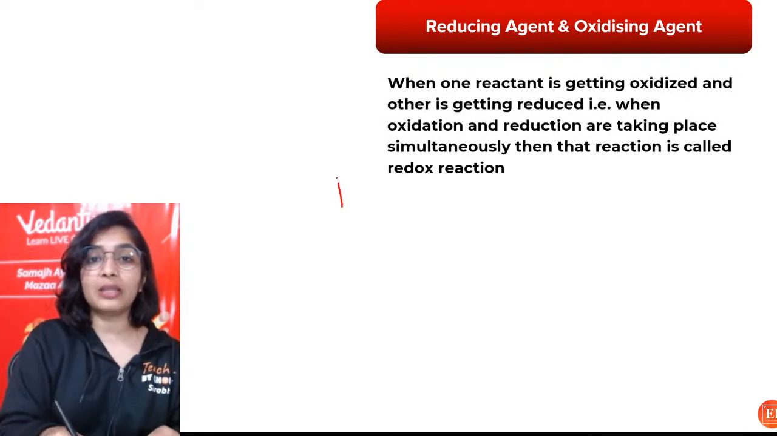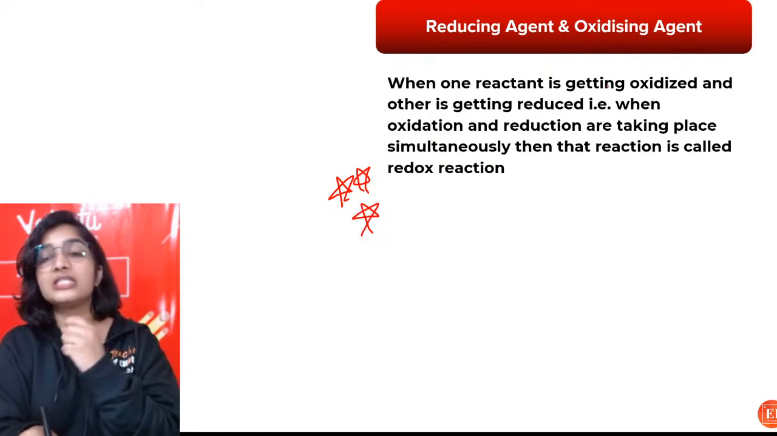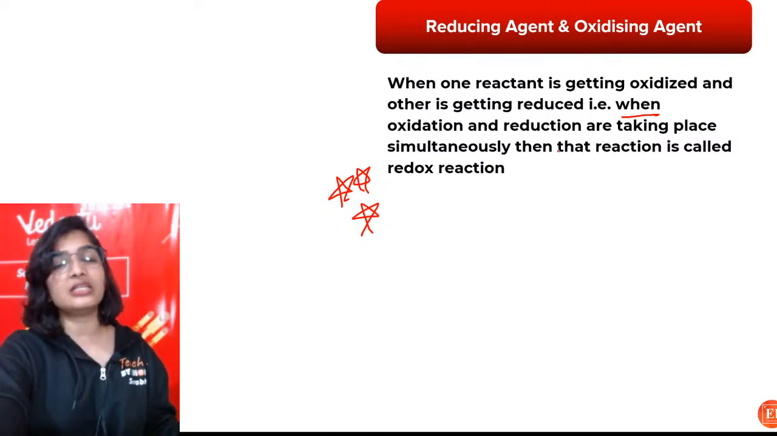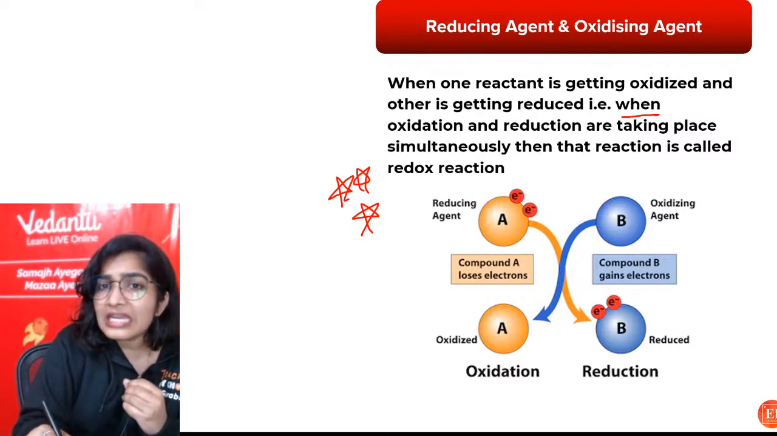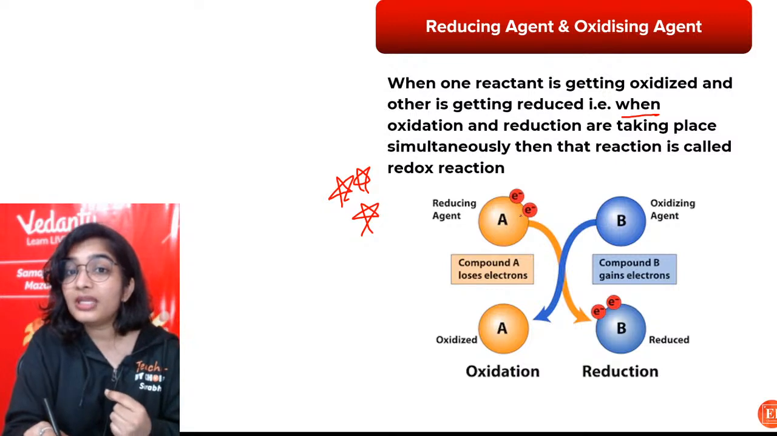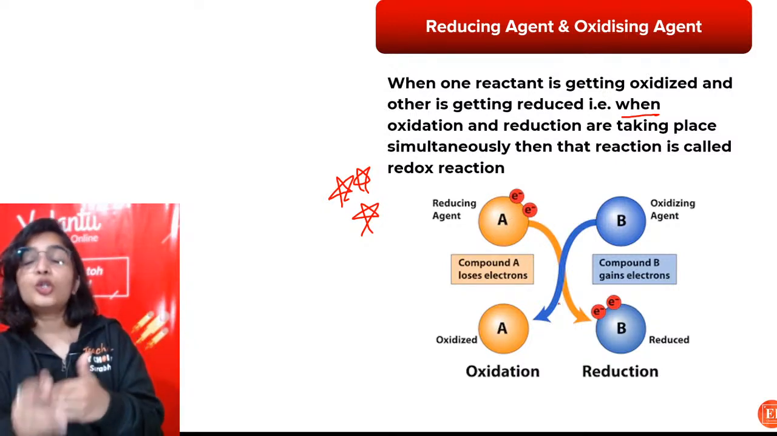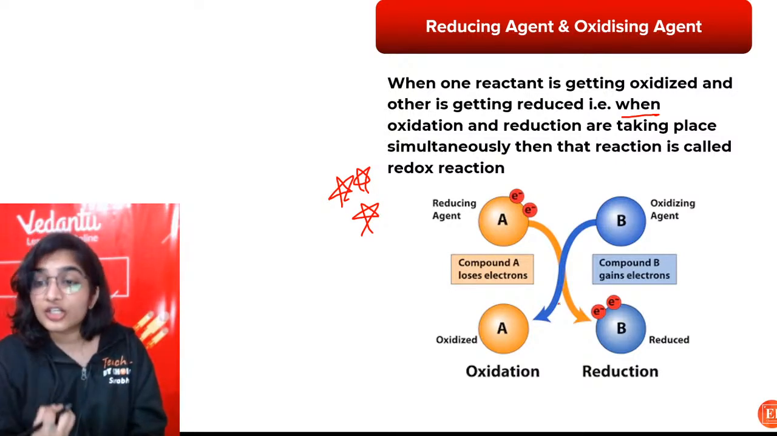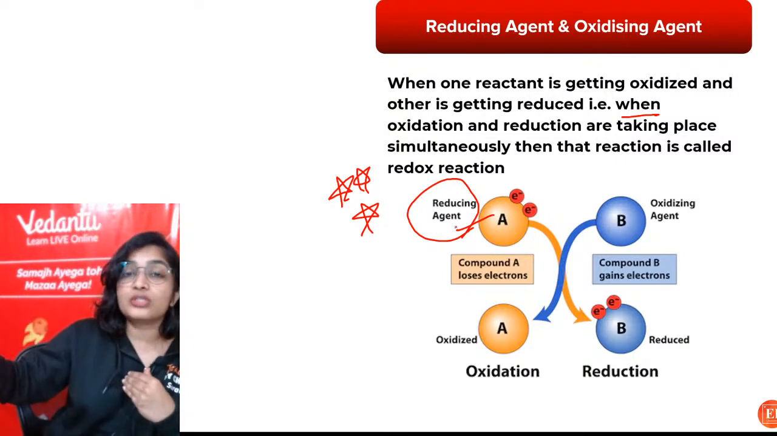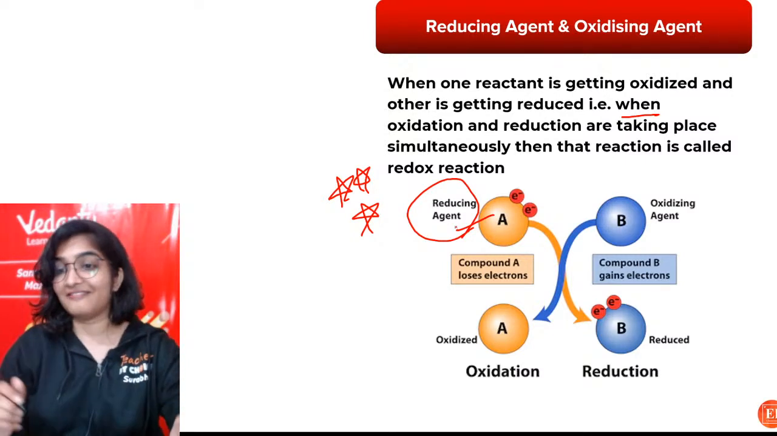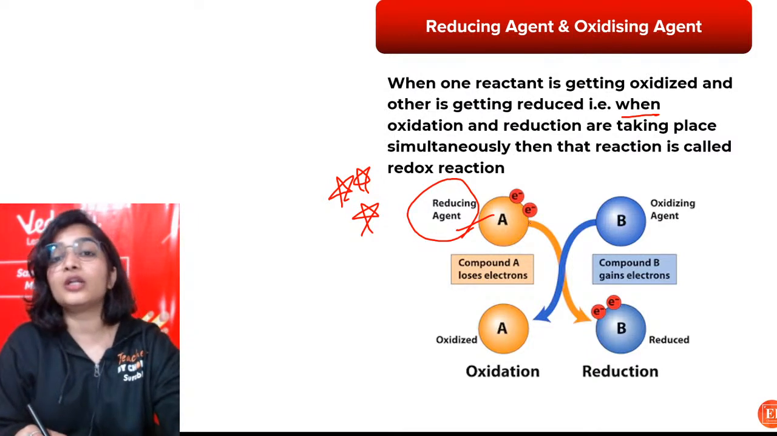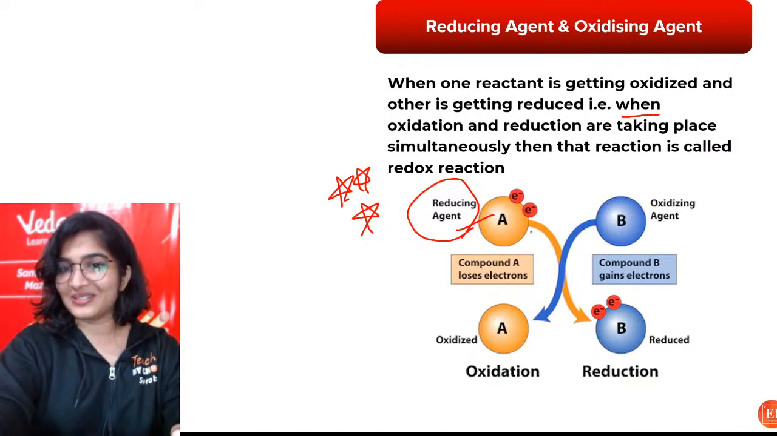The reducing agent is very, very important. Please listen to me. When one reactant is getting oxidized and the other is getting reduced, happening together or simultaneously, it is called a redox reaction. So here, A is called a reducing agent. Why? A is giving electrons to B, so it is helping B to undergo the reduction reaction. That is the reason it is called the reducing agent. It itself is undergoing oxidation, but it is reducing the other reactant. Whereas B is the oxidizing agent because it is accepting electrons from A and helping A to undergo oxidation.